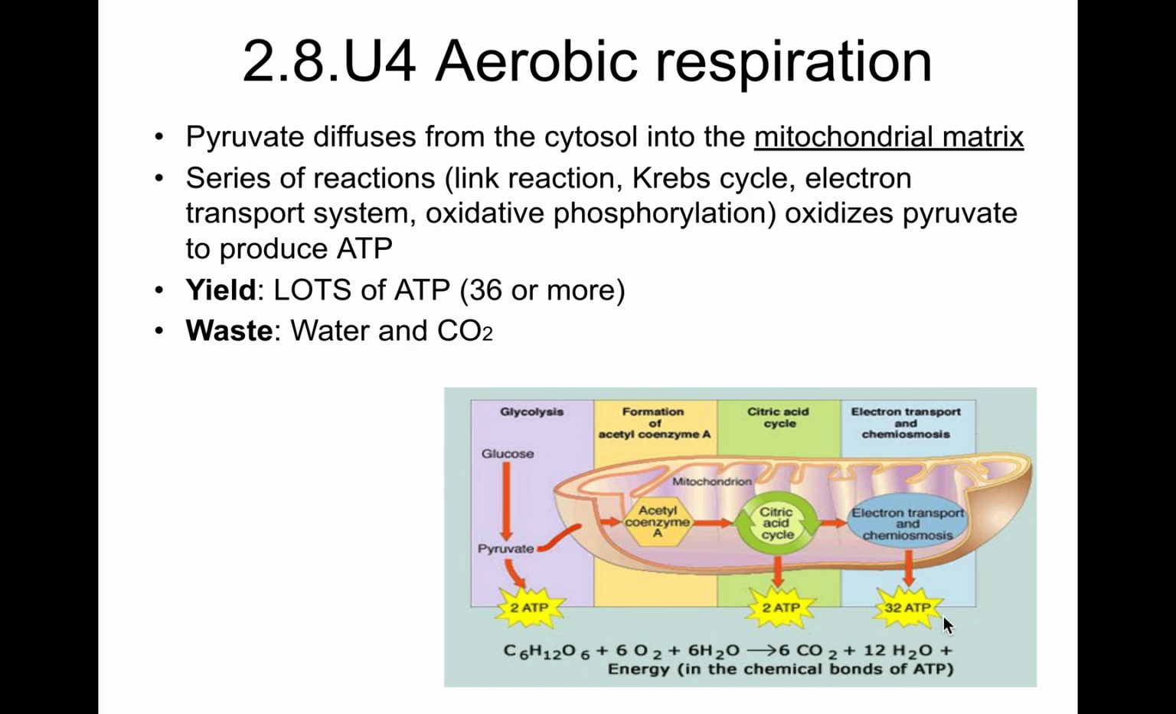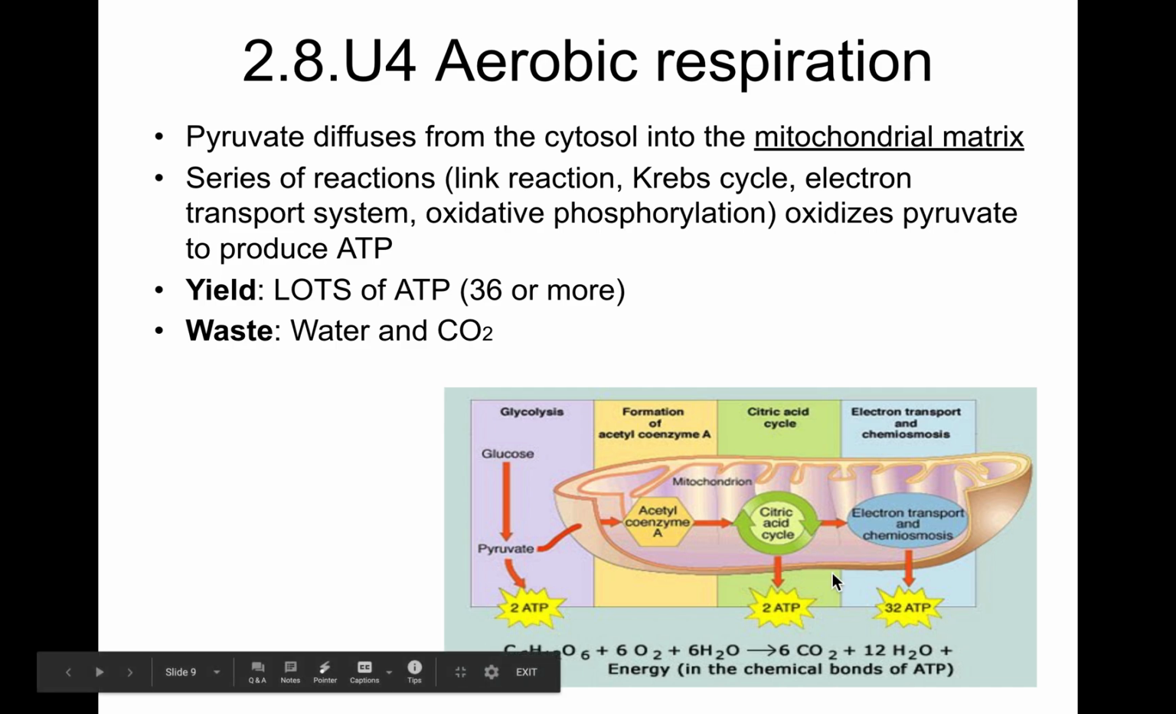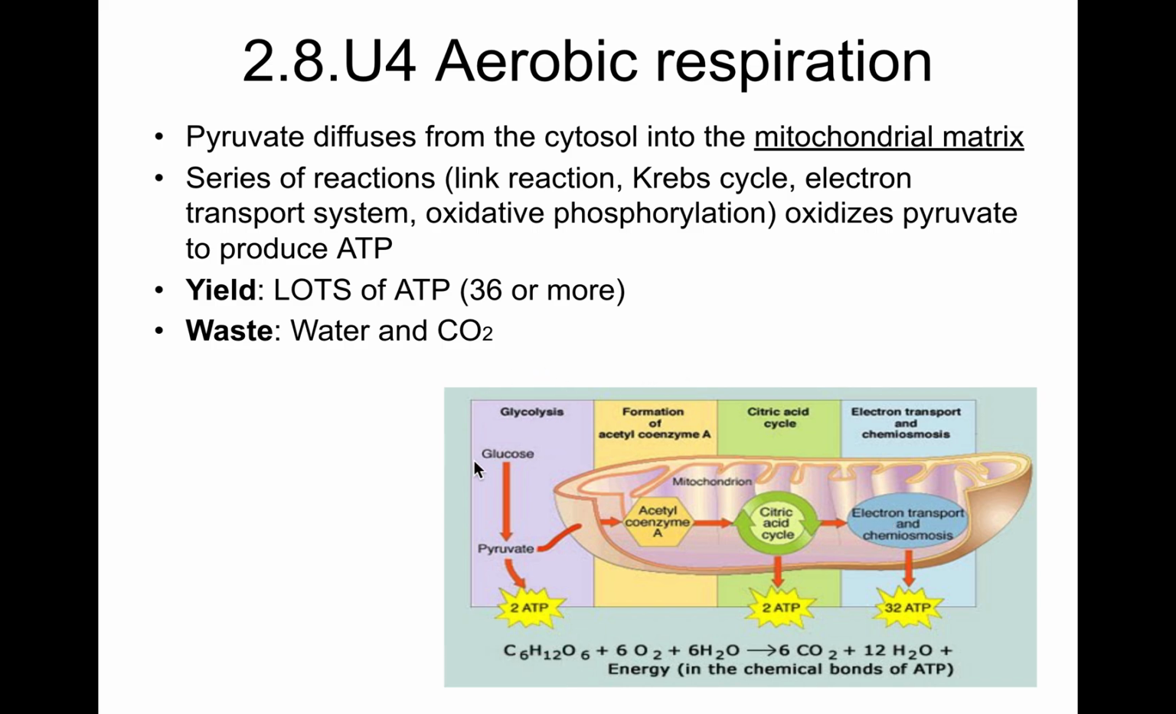So in the end of this whole process, 36 ATP or more can be created. And the waste product is water and CO2. For standard level, you don't need to memorize the names of the stages that occur within the mitochondria, but you should know what glycolysis is.